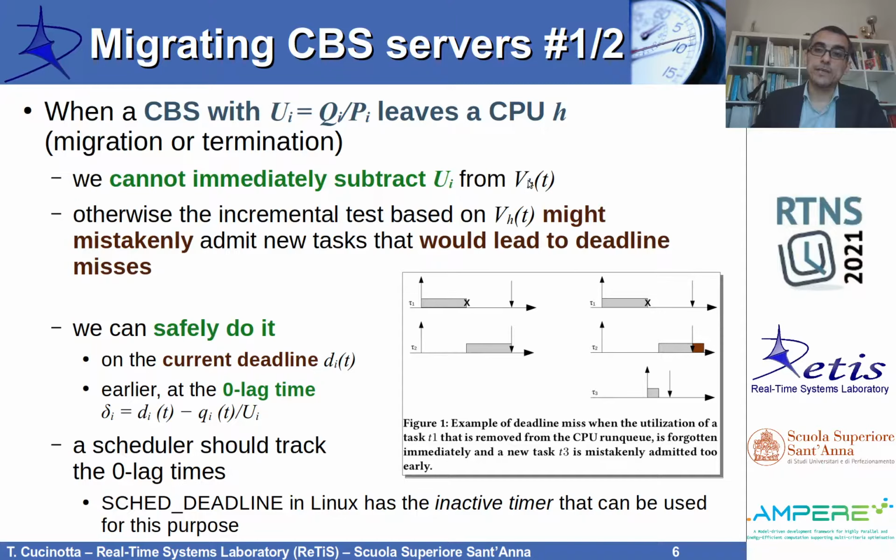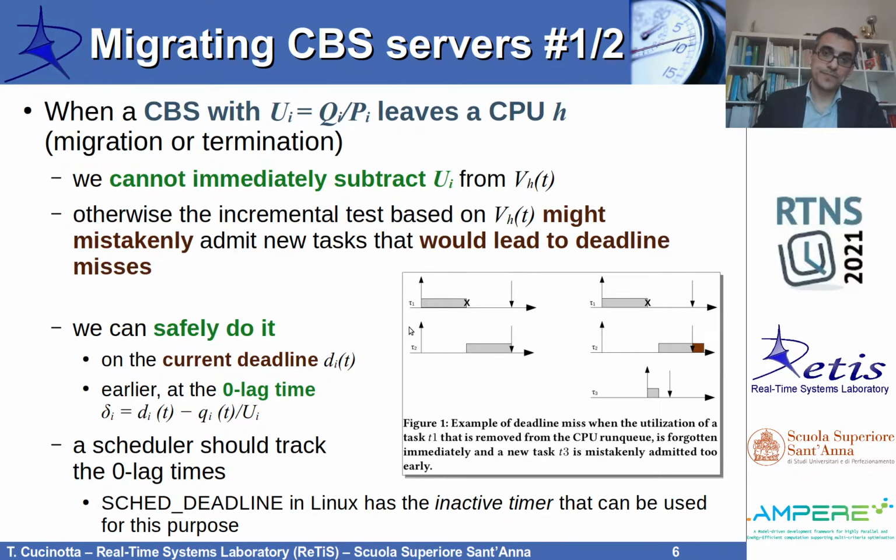In order not to allow this to happen, we need to postpone the subtraction of U_i from V_H(t) to a later moment, which can be done safely either at the current deadline of the task, d_i(t), or even earlier, at the zero lag time of the task. And this is all well known. A scheduler should track the zero lag times of tasks in order to handle this subtraction of U_i from V_H(t) properly.